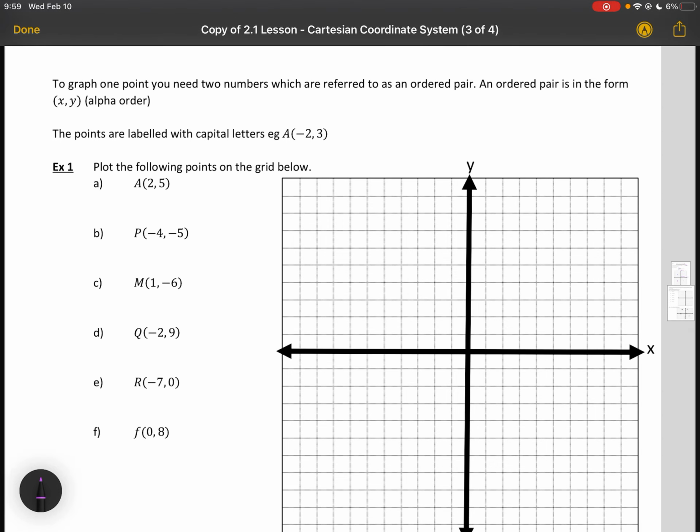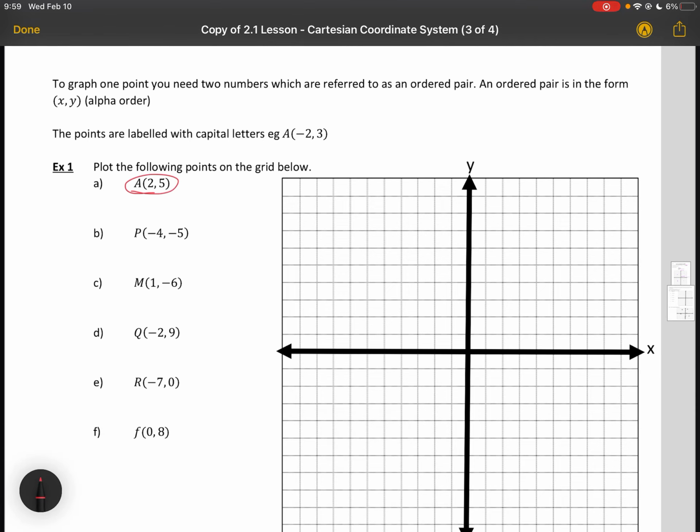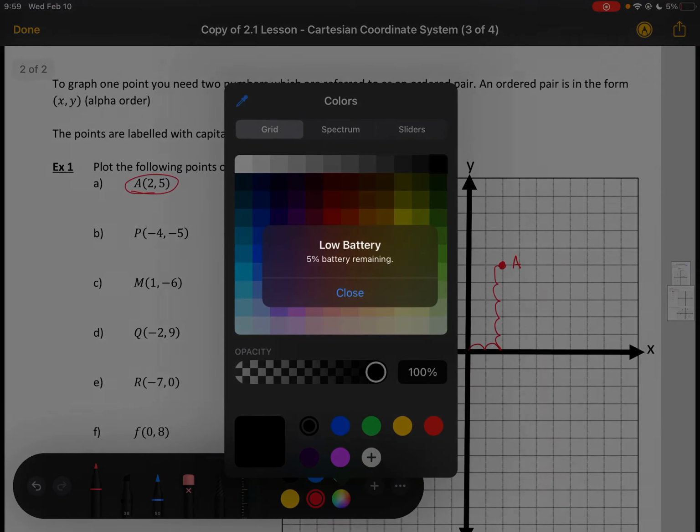So let's do some examples here. I'll start with A, 2, 5. I'm going to go over 2 and up 5. 1, 2, 3, 4, 5. I plot my point and I label it with an A.